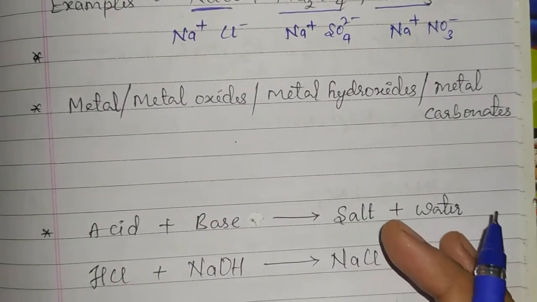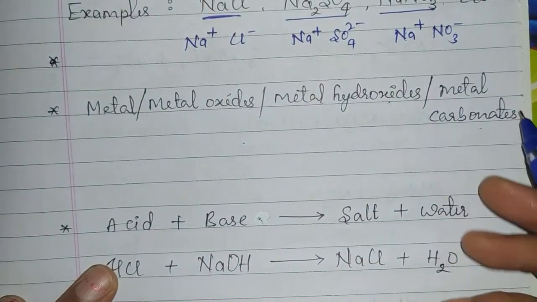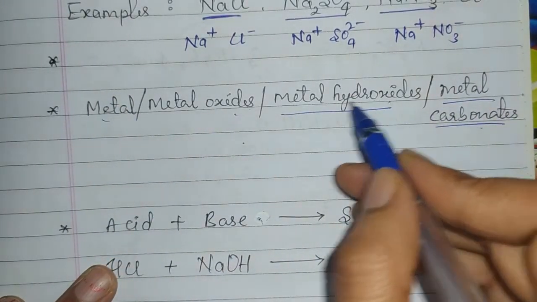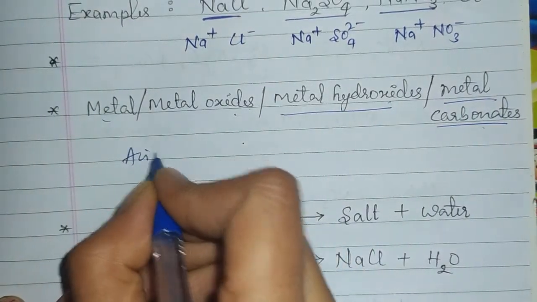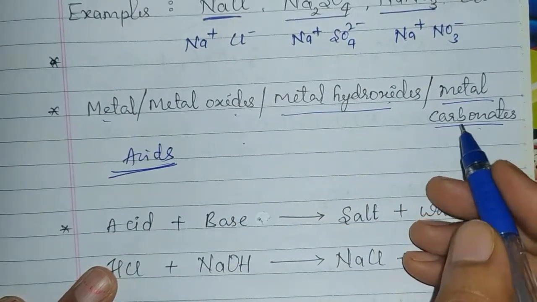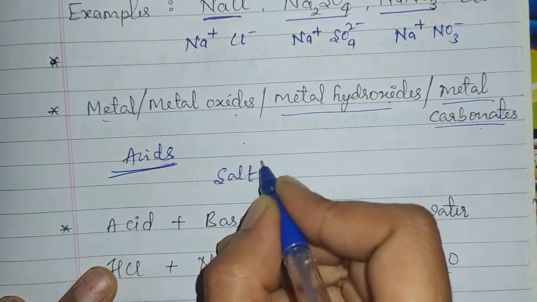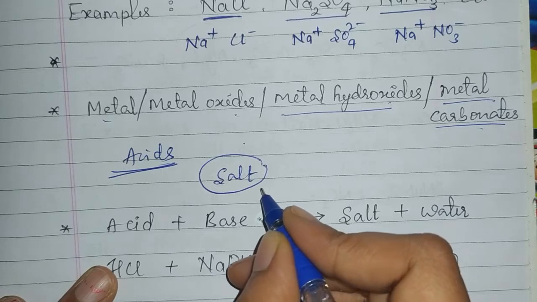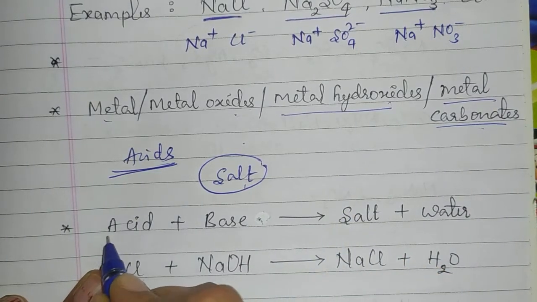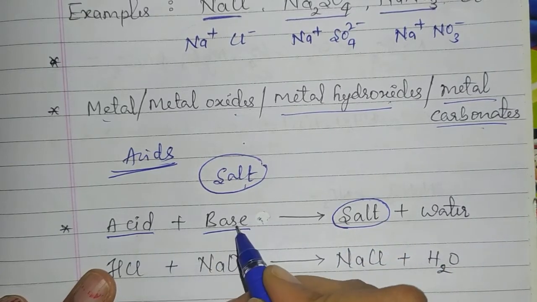When metal oxides, metal hydroxides, and metal carbonates react with acids, they form salt as one of the products, along with other side products. Similarly, salt is formed when an acid reacts with a base. Salt is also one of the products when an acid reacts with a base.